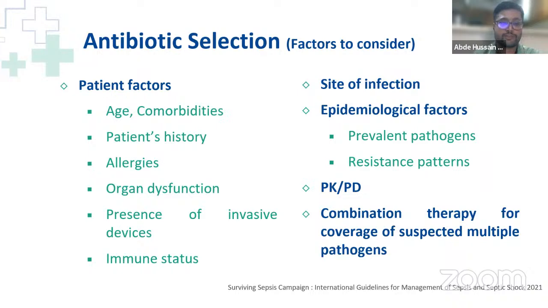Presence of invasive devices again gives you a clue what kind of bacteria might be growing. Then immune status: your selection and the duration of therapy will change accordingly. The site of infection, so that you can choose an appropriate antibiotic that penetrates that particular site of infection. The epidemiologic factors: what are the trends of infection? What are the trends of resistance in your particular setting? It might not be the same in each and every setting. It might vary from state to state or country to country.